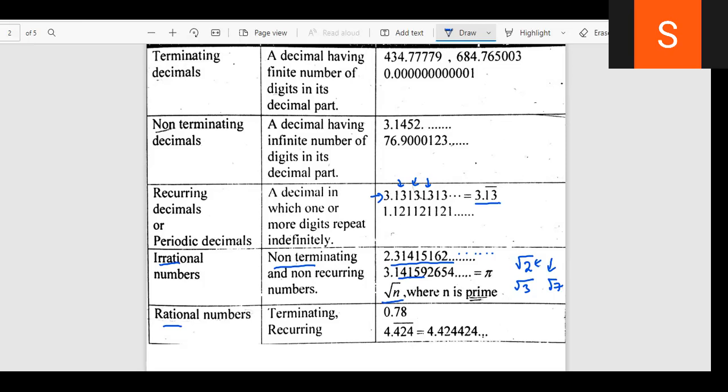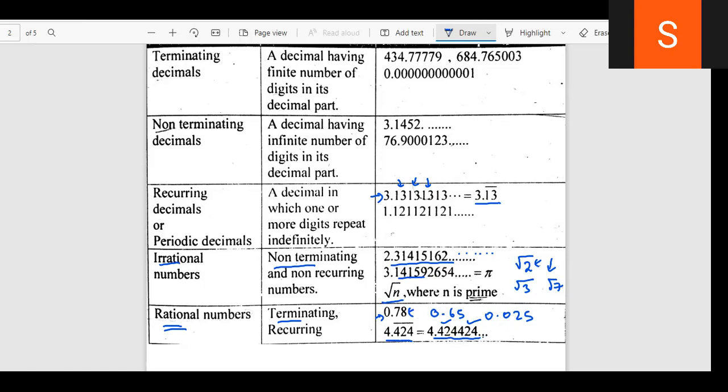And if we talk about rational numbers, we have terminating decimals like 0.78 or 0.65 or 0.025. All these are terminating decimals. Or even if we have non-terminating, it should be recurring. Here 4 to 4 is being repeated. So this is the recurring type and this is the terminating type. So are you clear with these things?